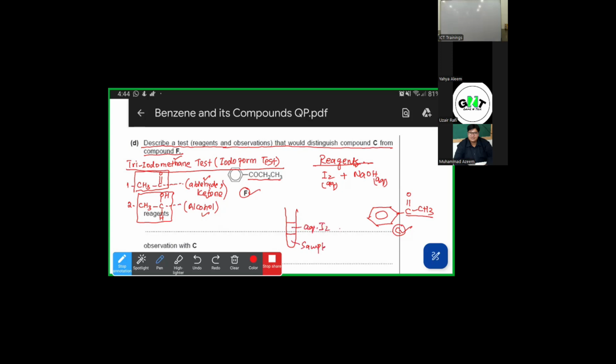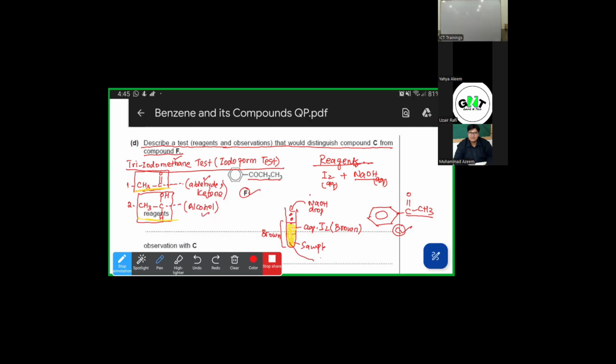So when you add the aqueous iodine, what would happen? Aqueous iodine is brown in color, so this whole solution would become brown. Now the second reagent, sodium hydroxide, we should add drop by drop. Okay, so when you add the sodium hydroxide, if it contains this group or this group, what would happen? A yellow precipitate would form within the test tube. The yellow precipitate, yellow solid.